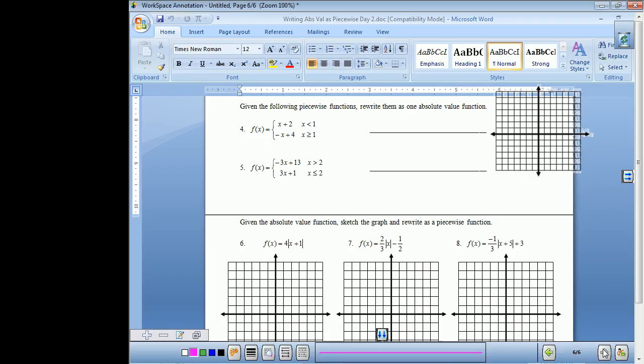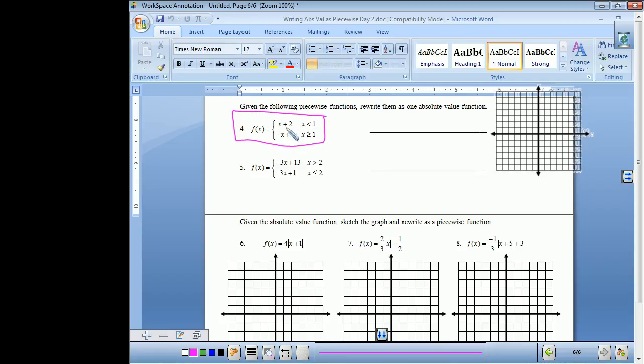Alright, the last thing we're going to do today is the reverse of what we did yesterday. Yesterday, I gave you absolute value, and you broke it into piecewise. Today I'm going to give you piecewise, and we're going to put it back together and make an absolute value. After doing what we just did, this is a lot easier, because we know that on our absolute value, the vertex is always that point where we can draw the line that separates the two.